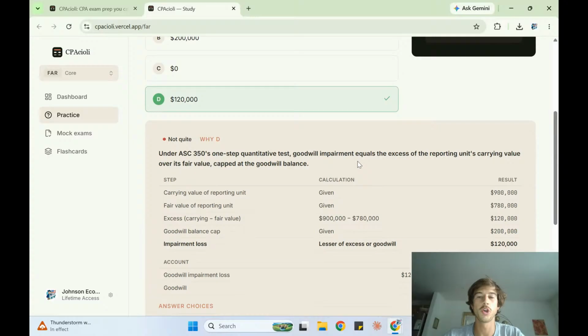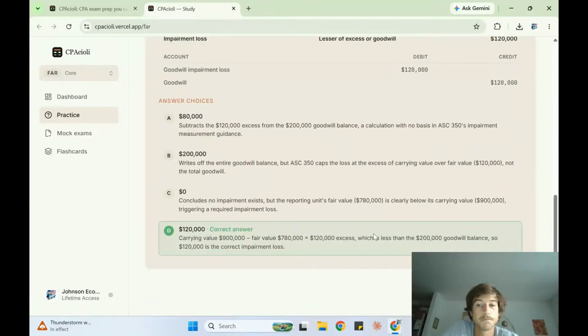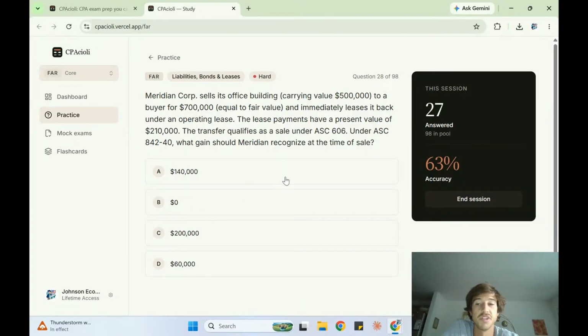Yeah, goodwill impairment equals the excess of the reporting unit's carrying value over its fair value, capped at the goodwill balance. So if it was over 200,000, then you would just take the 200,000 because that's the goodwill balance. Cool. That was easy. I don't know why I messed that one up.